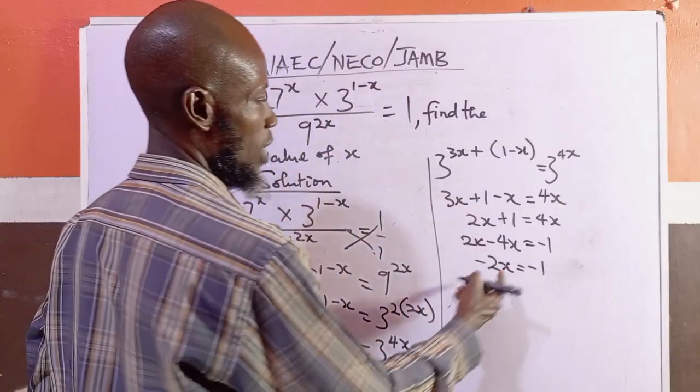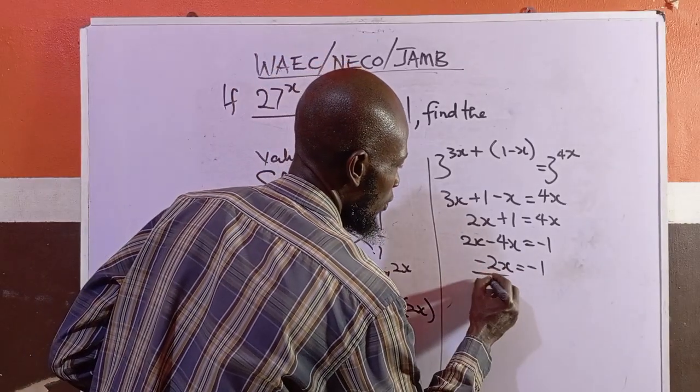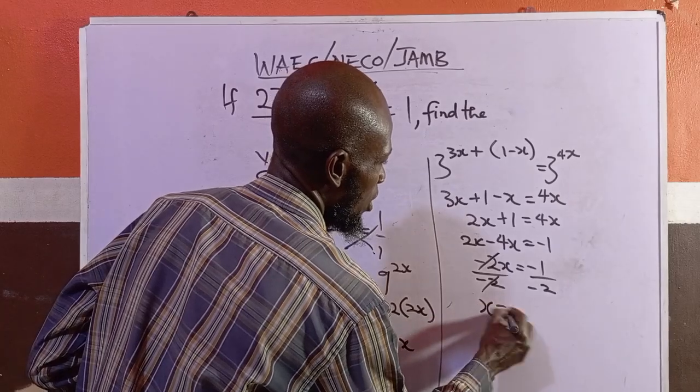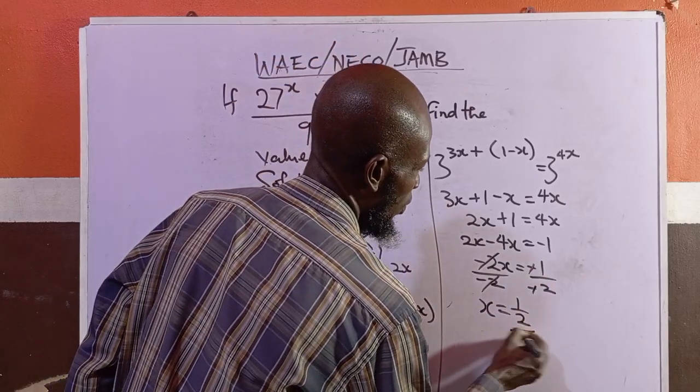Now, from here, we are looking for the value of x. We divide both sides by -2. So here we have x is equal to, the negatives will cancel, that is 1/2.